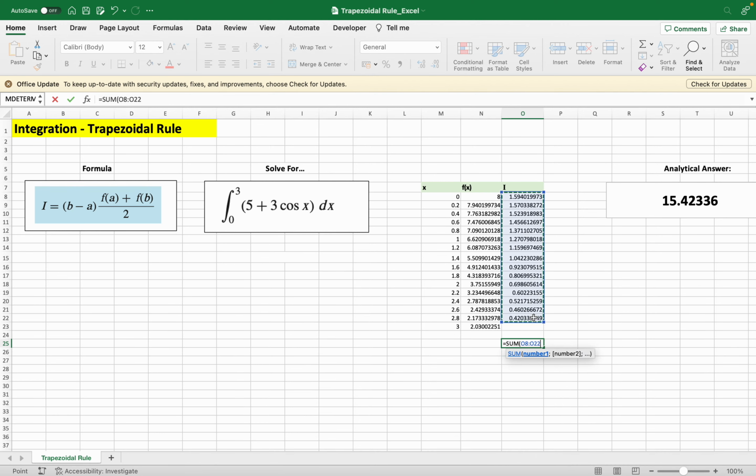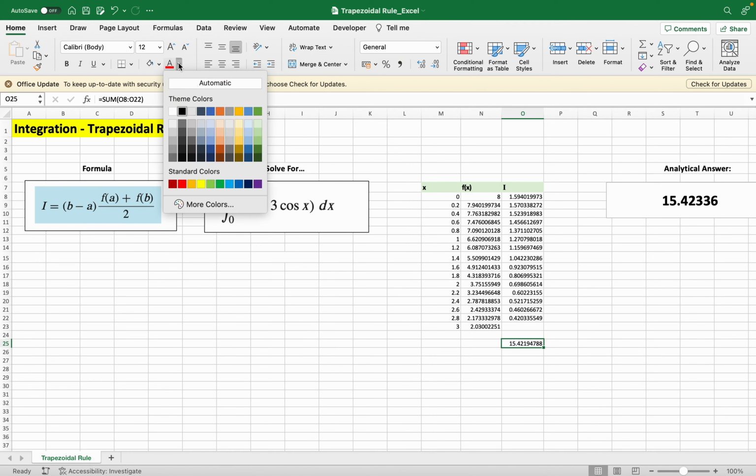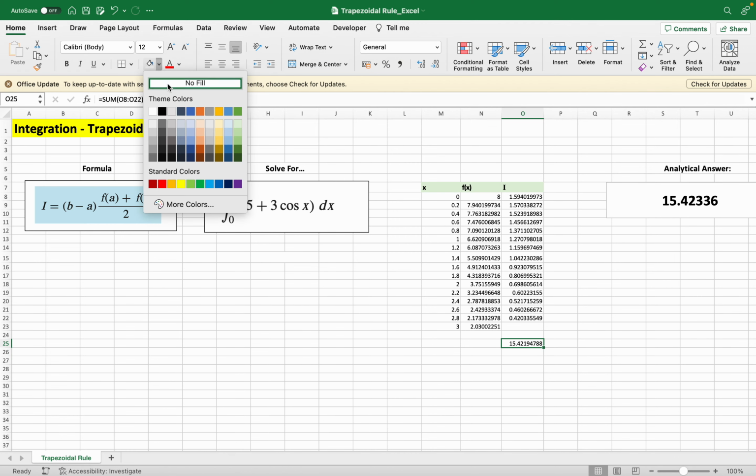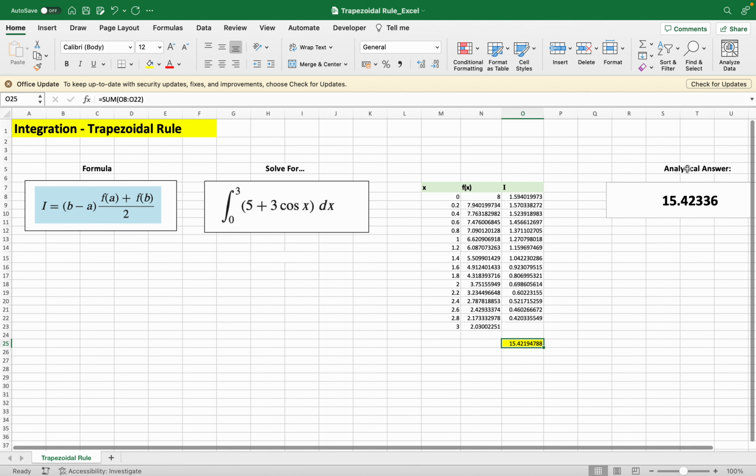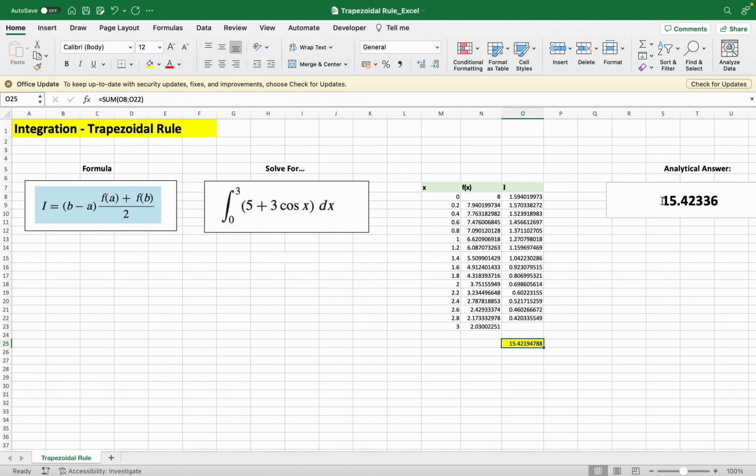And we get the value of our integral, which is now 15.42. And if you compare it to the analytical answer, it's much, much closer, where it's at 15.42 something. So this is a more accurate way to actually use the trapezoidal rule.